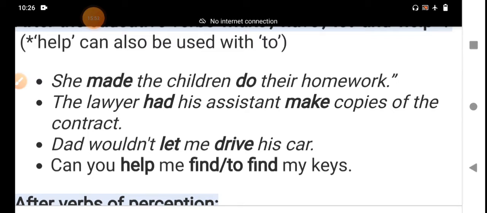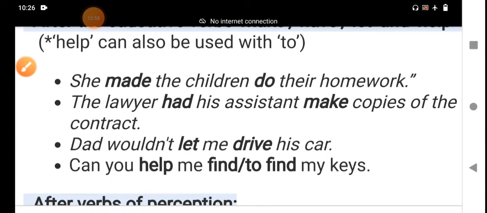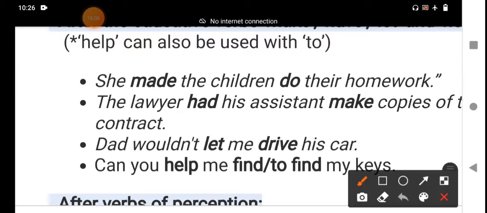This is the second example. Dad wouldn't let plus V1, drive. V1, bare infinitive. And in between, the object is there. This is the object pronoun. I is a subject pronoun. The object pronoun is me. Dad wouldn't let me drive his car.